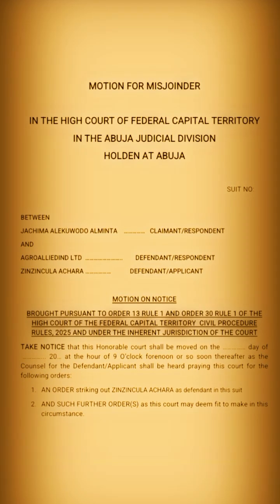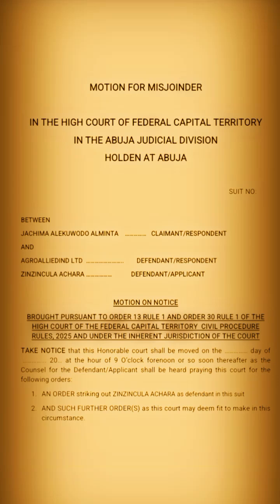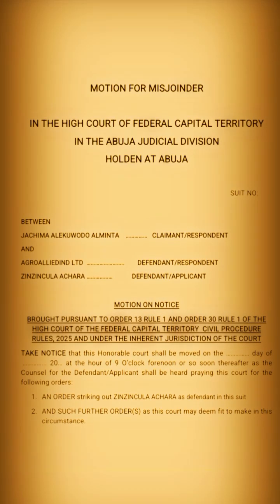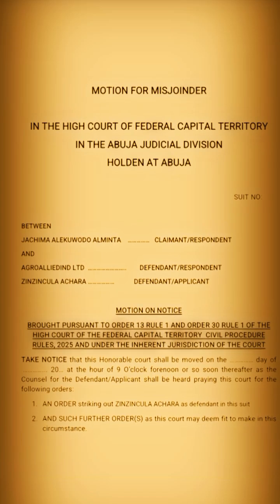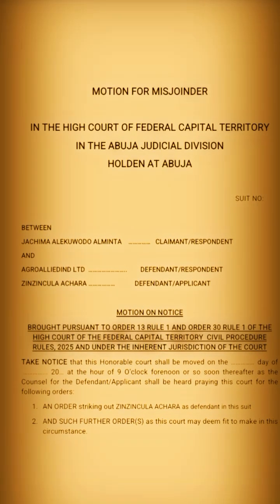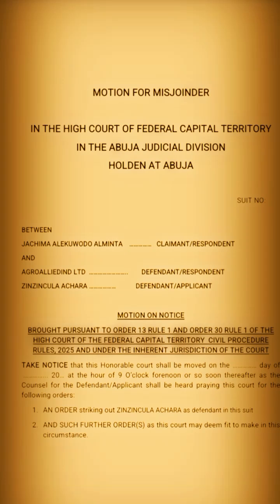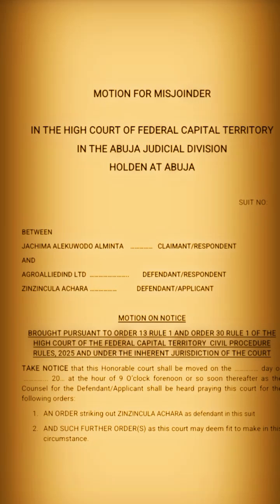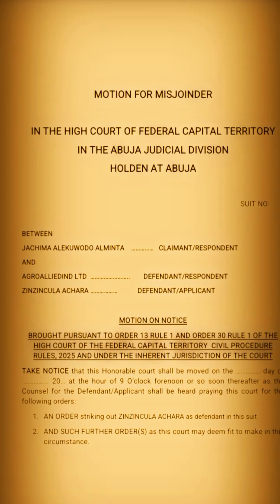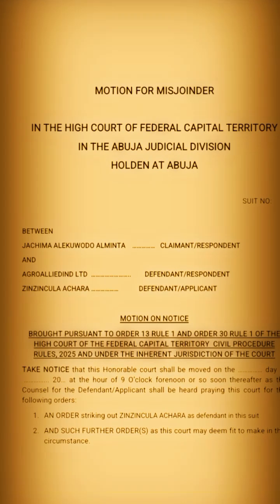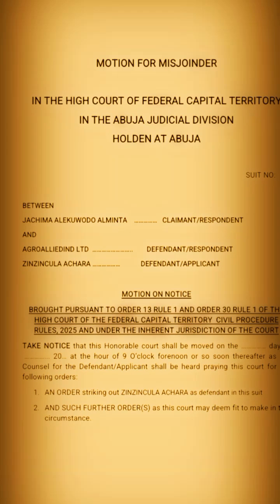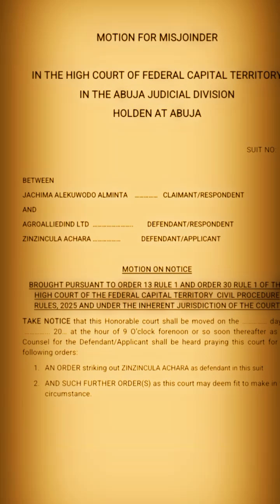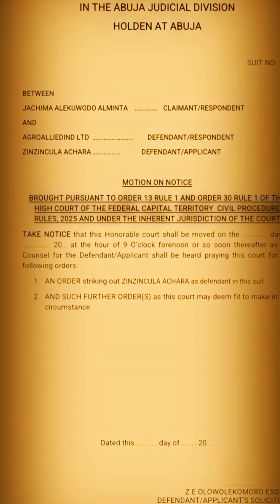Territory. So the heading goes this way: in the High Court of the Federal Capital Territory, then in the Abuja Judicial Division. Now, it depends on your scenario. Judicial Division will be dependent on your scenario. You can have Wuse Judicial Division. Then if it is Wuse Judicial Division, you'll be having holding at Abuja. So you know that your Judicial Division will also be the place holding at. Then you have your suit number.